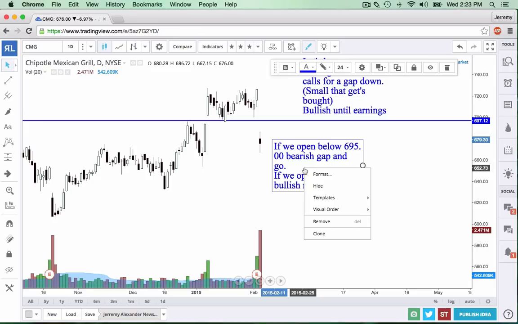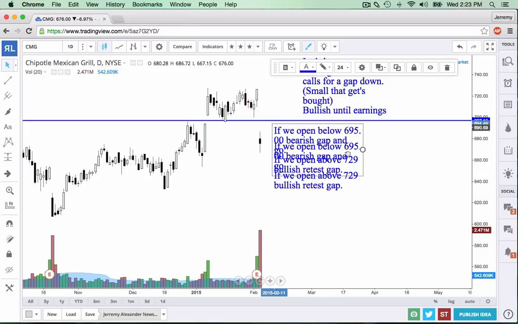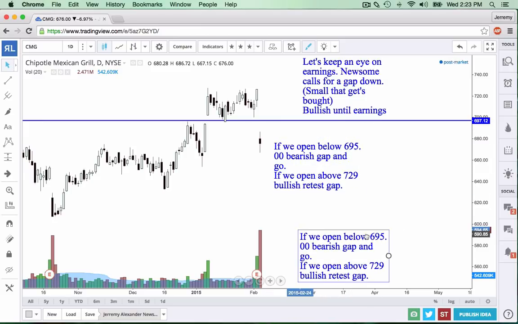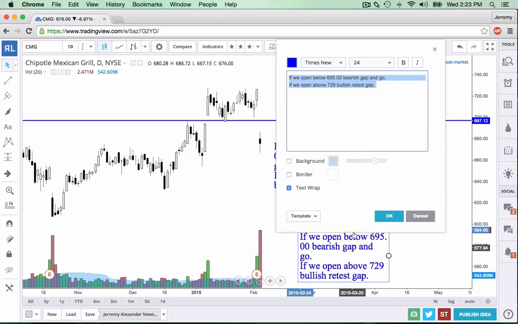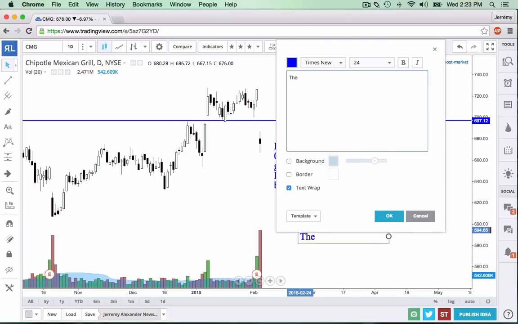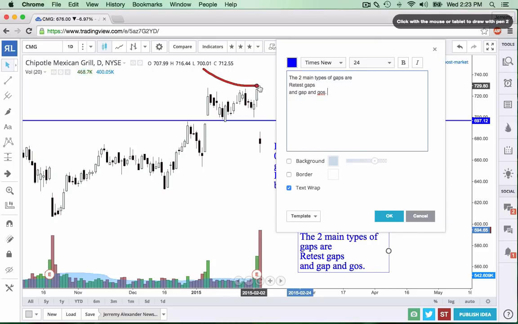there are only two main types of gaps. The two main types of gaps are retest gaps and gap and goes. Now here's what's interesting. Why do I call them this? Well, this is probably the most no-brainer of the two.